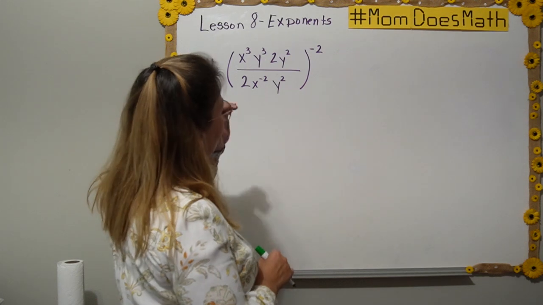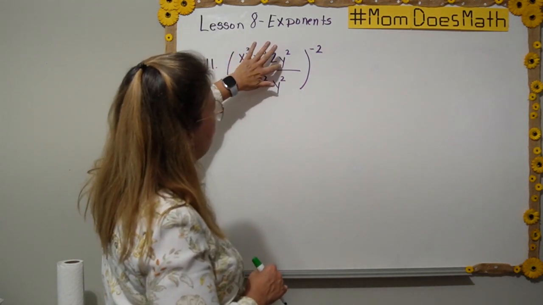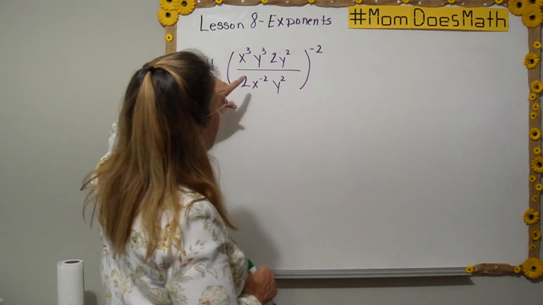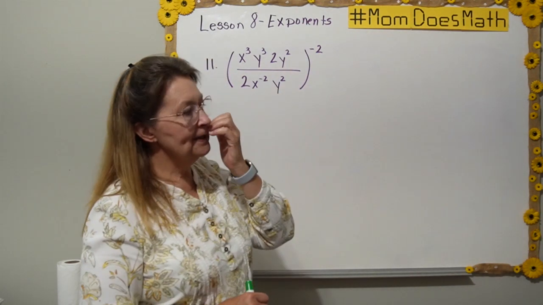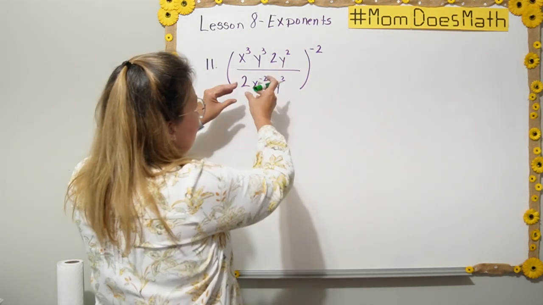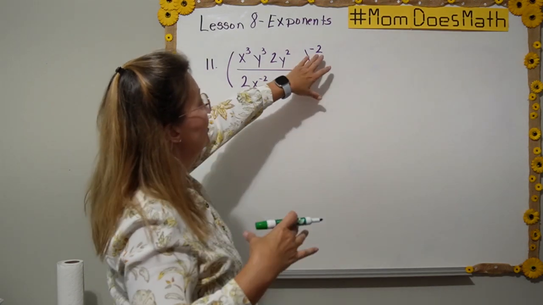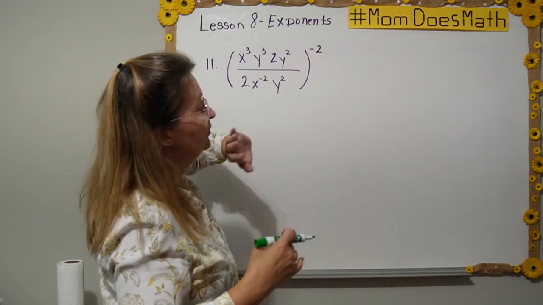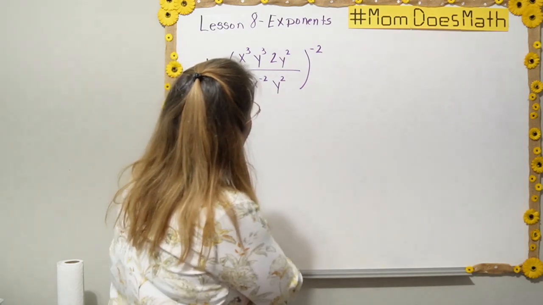Okay, let's look at number 11. This is the big one. We've got x to the third, y to the third, 2y squared over 2x to the negative 2, y squared, all raised to the negative 2. Different schools of thought. Some people like to start on the inside and simplify all that first. Personally, I like to start on the outside and get rid of that negative just because it bugs me. But whatever you want to do.